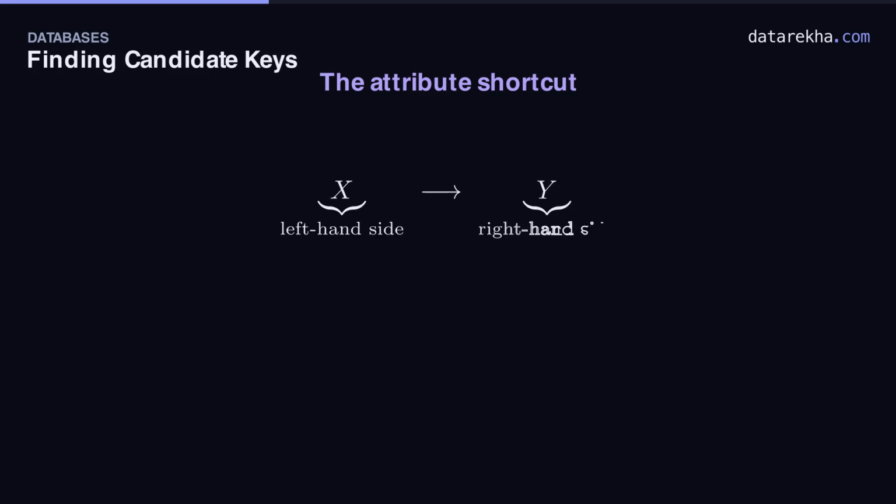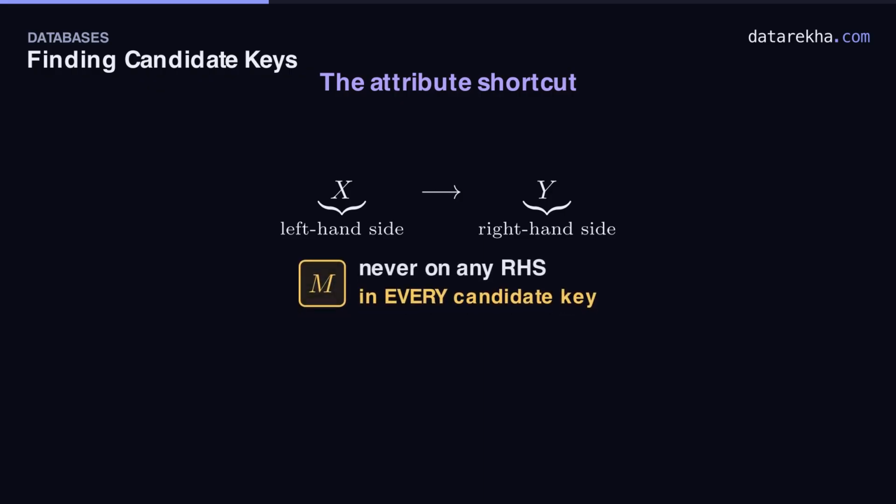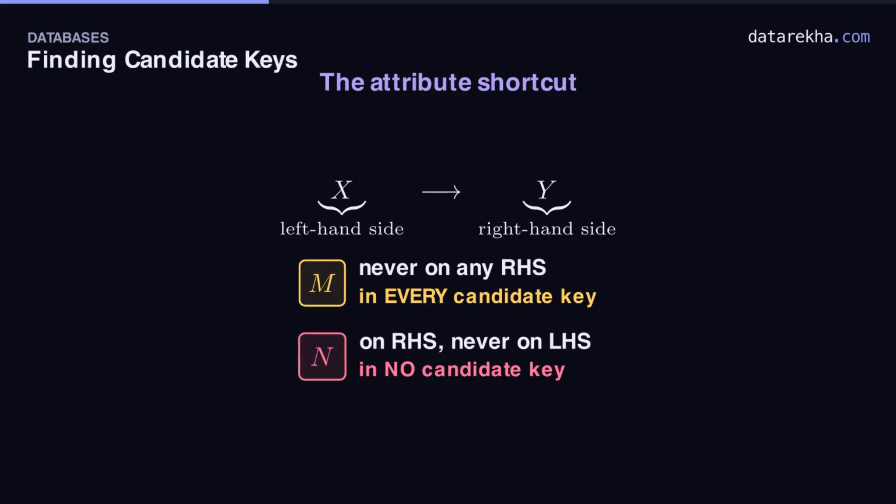Testing every subset of attributes would be exponential. But there is a beautiful shortcut. Just look at where each attribute appears in the dependencies: on the left, on the right, or both. First group, call it M. Attributes that appear on no right-hand side at all. Nothing can ever derive them, so every candidate key is forced to contain all of them. Second group, N: attributes that show up on the right, but never on the left. They are always determined by others, so putting one in a key only bloats it. No candidate key ever contains them.